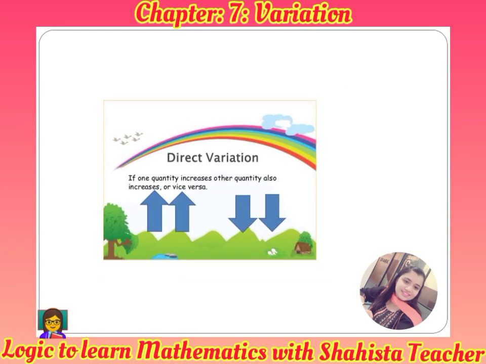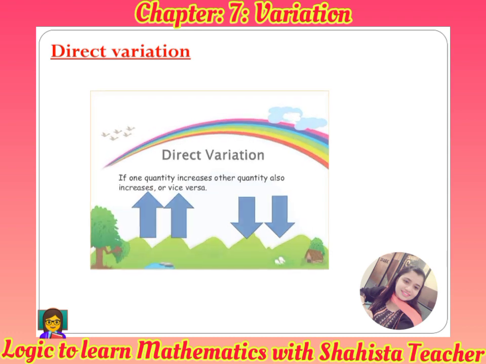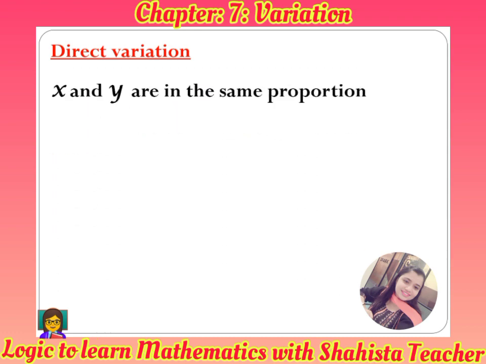Now let's see direct variation: it means if one quantity increases, the other quantity also increases, or vice versa. Direct variation is nothing but, see here, x and y are in the same proportion. If the price of one thing increases, at the same time the price of the other will also increase. Is that clear? Here we have to compare two quantities. So x and y are in direct variation. X and y are in the same proportion and x and y are in direct variation.